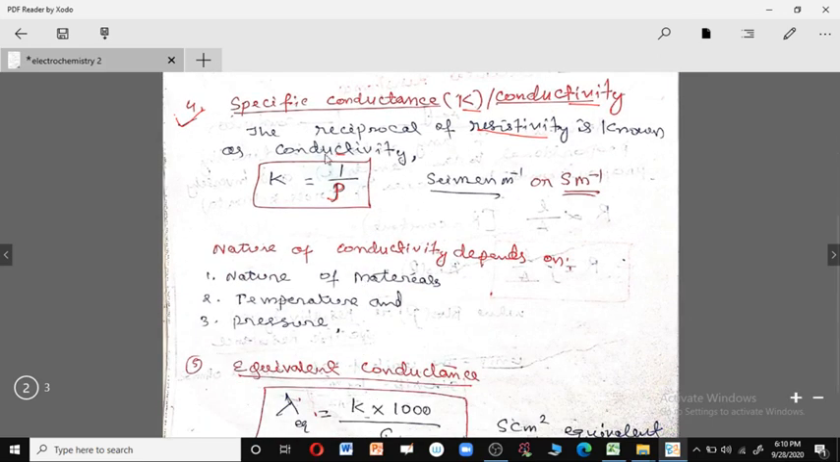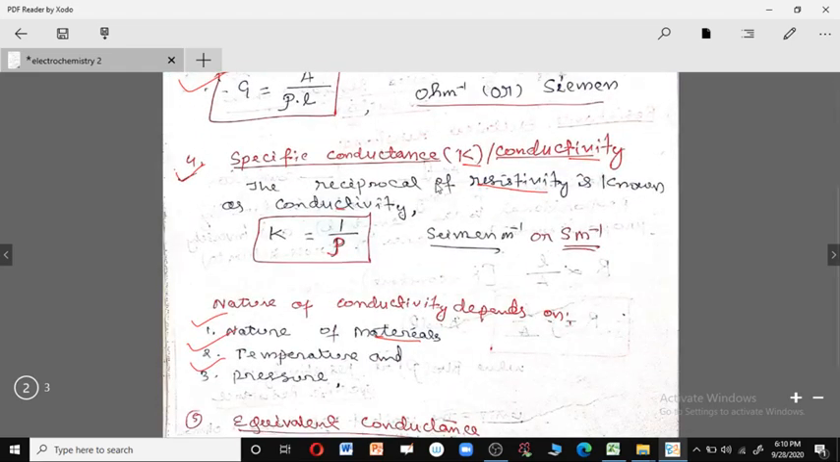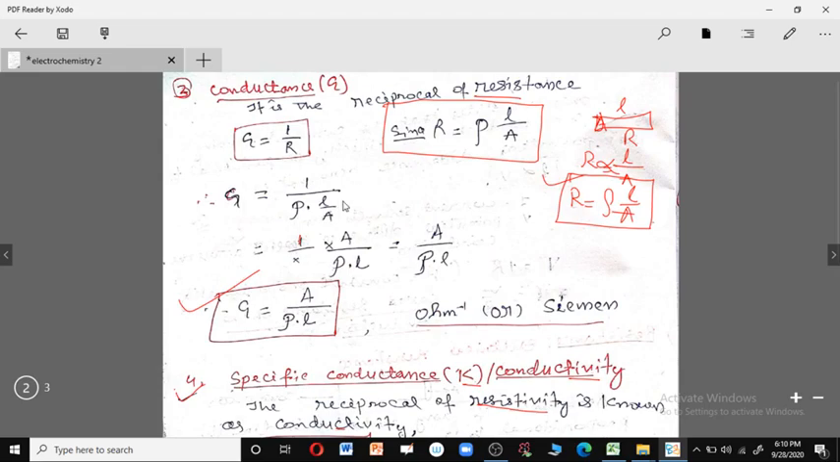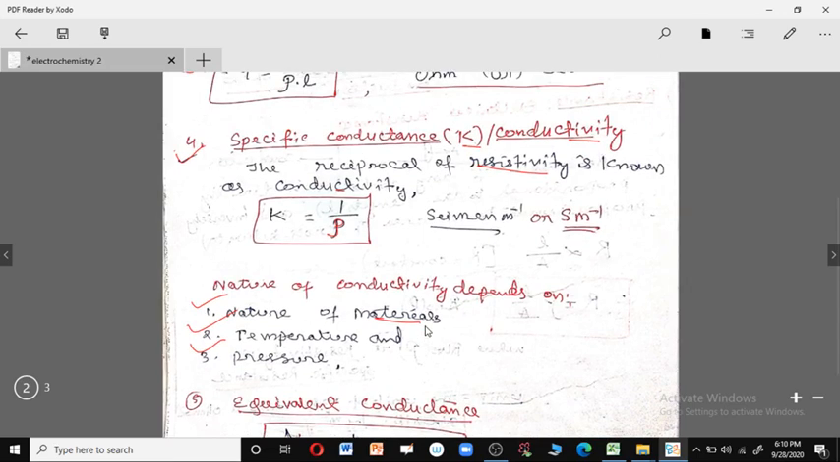So this specific resistivity depends on the nature of the material, the type of the conductor, the temperature of the wire or conductor, and the pressure applied in the electric current. So these are some important terms of conductivity, right? Conductance, specific conductance. If you notice, the unit is very easy, and specific conductance is the reciprocal of resistivity, right?